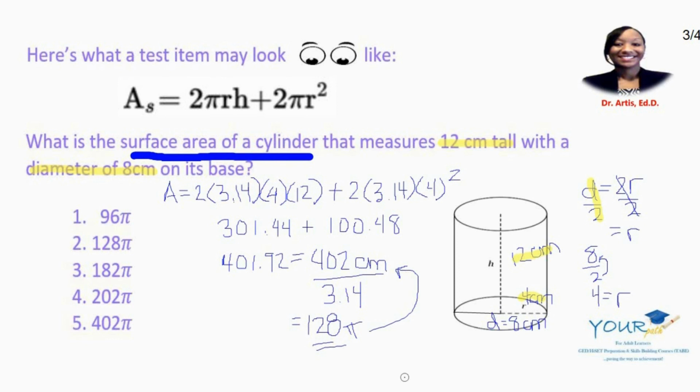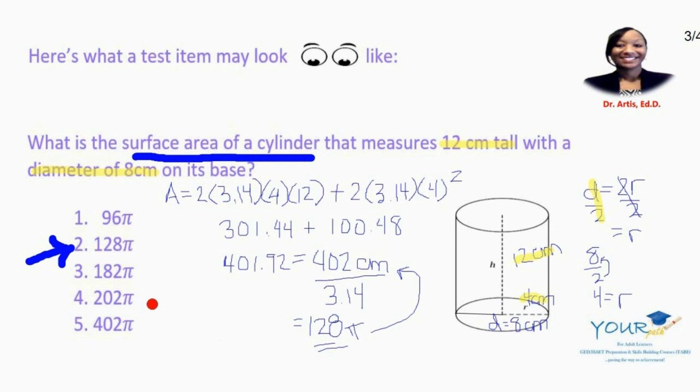So in terms of answering our question, which asks, what is the surface area of a cylinder that measures 12 centimeters tall with a diameter of 8 centimeters on its base? We can look at our options and see that option 2 is the correct choice. And so we can eliminate options 1, 3, 4, and 5 because we know that they do not apply.